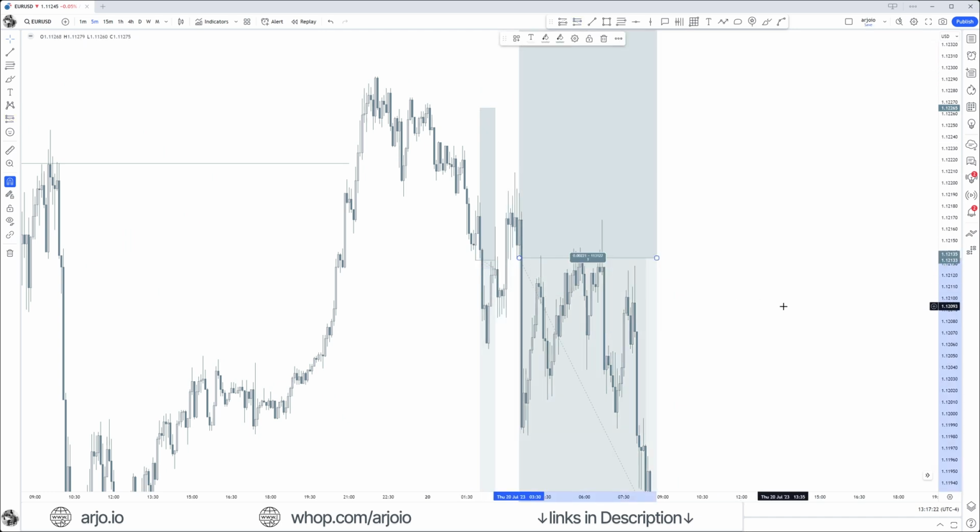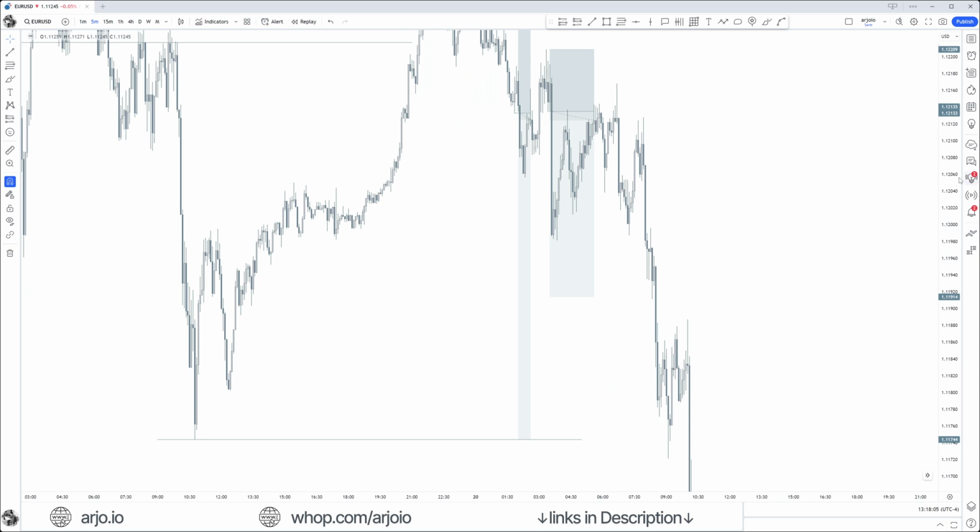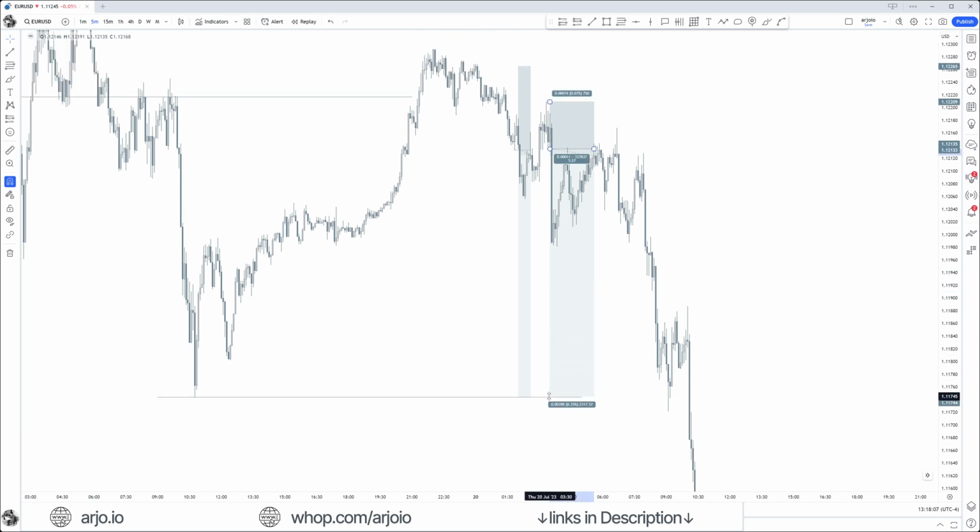That is another entry. And now you can cover this new intermediate term high that is in the making right there, targeting the same exact low right there, which is an intermediate term low on the 5 minute time frame, which was just that simple 4 hour target.